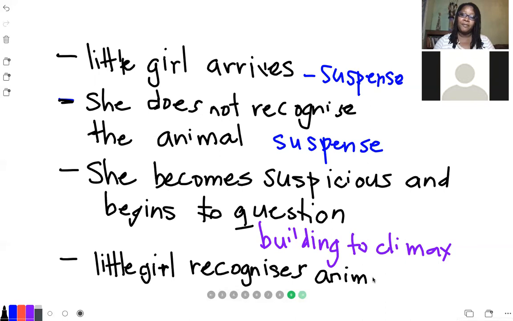So after all of that, we come to our climax. And let's put the climax in red. And remember, we spoke about climax being a point in the story at which something has got to give. Something has to happen from this point on. So when she recognizes the animal and she screams out and says, hey, you're not my grandmother. You're that animal that I met in the woods. What happens after this?